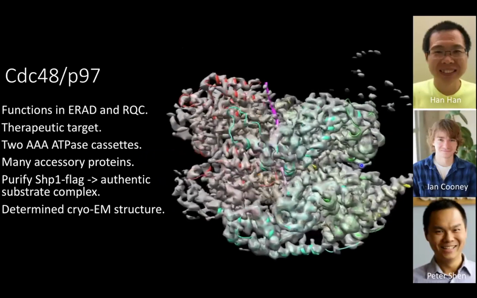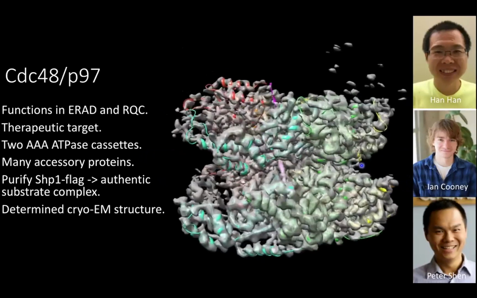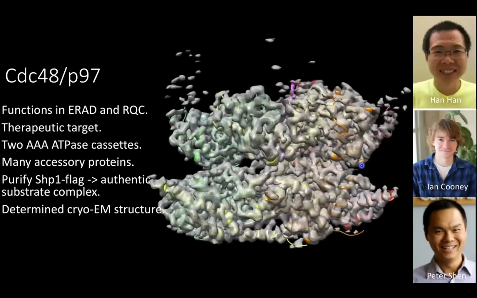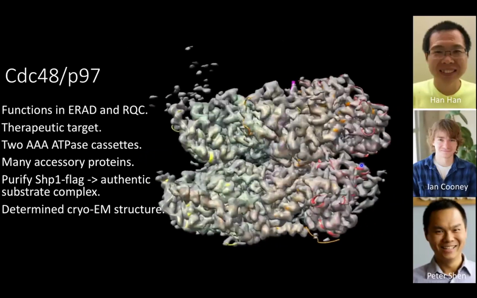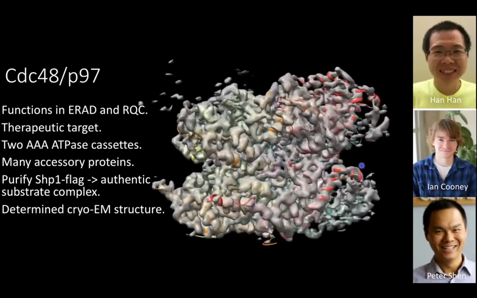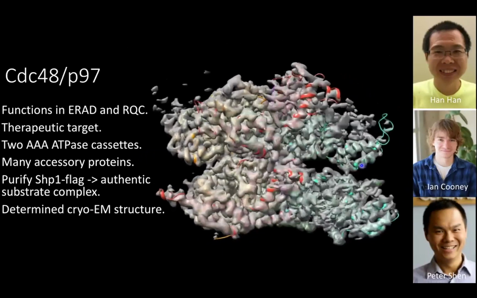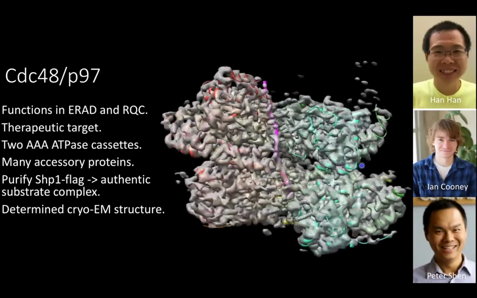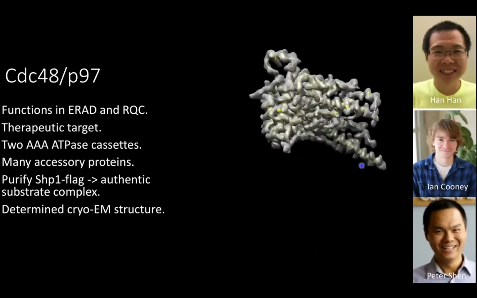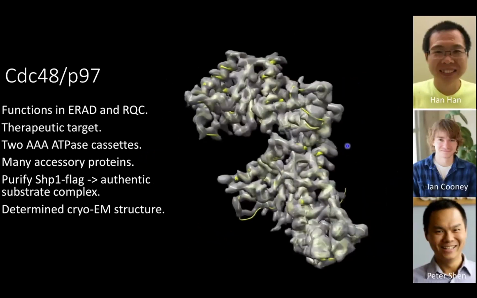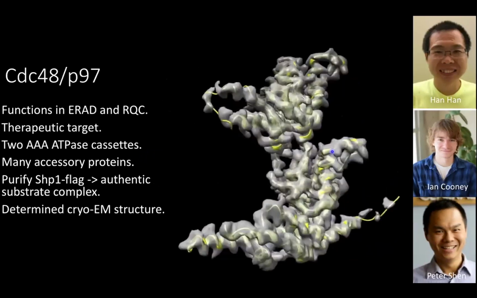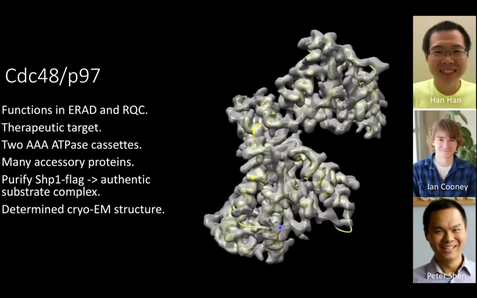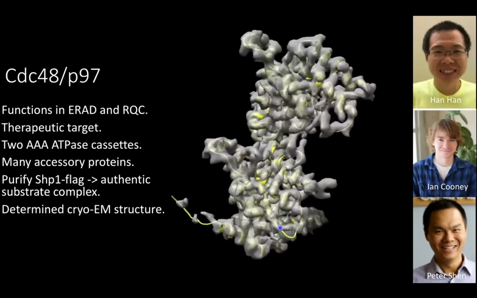Okay, and on that note, I'll do this quickly. I want to give just a few words about work that we did in collaboration with Ian Cooney and Peter Shen on CDC48. This is a different sort of AAA ATPase. Each of the subunits has two ATPase cassettes in the one polypeptide chain. There's a D1 and a D2 ATPase cassette that form two rings of the hexameric assembly.